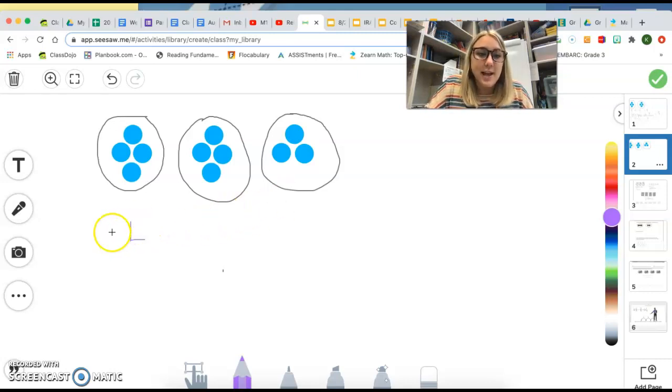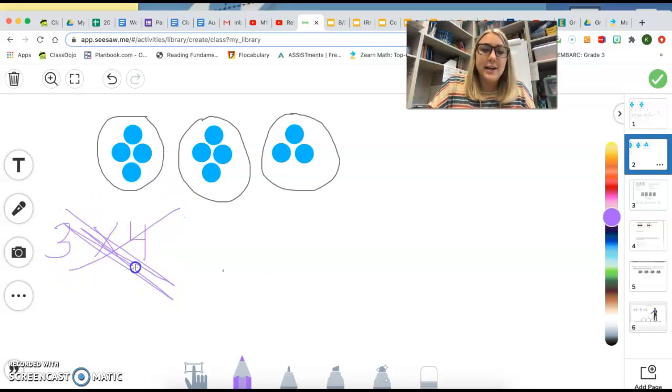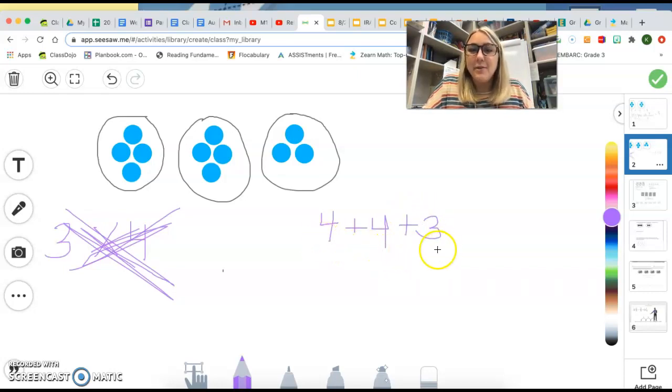So I could not do this. I could not say that I have 3 equal groups of 4. That would not work because they are not equal groups. I cannot multiply those numbers. And if I did 4 plus 4 plus 3, that also is not equal. It's not repeated addition. It's not the same number over and over again. Okay? You cannot do that. Does not work for multiplication.